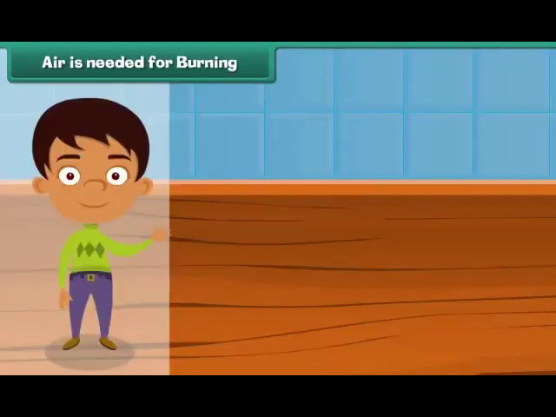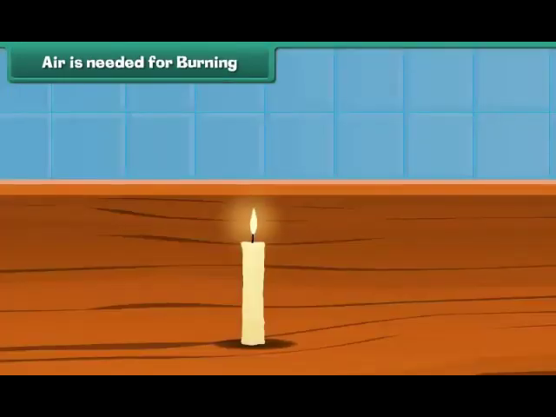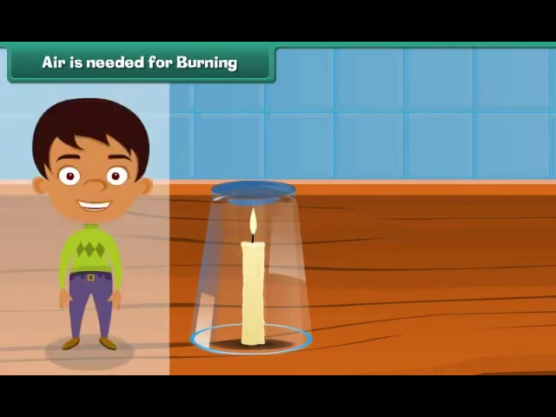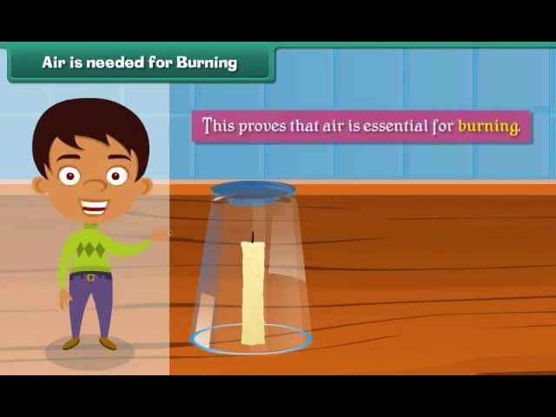Air is needed for burning. Let us perform an experiment. Light a candle. Now invert a gas tumbler over it. This action cuts off air supply to the burning candle. A little while later, the candle stops burning. This proves that air is essential for burning.